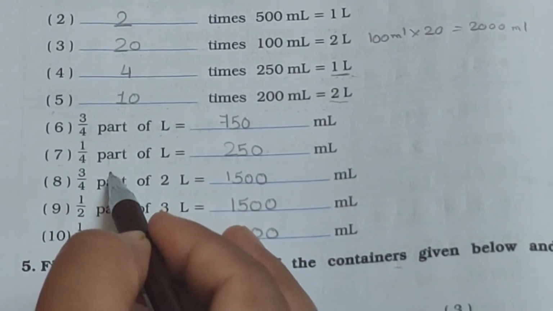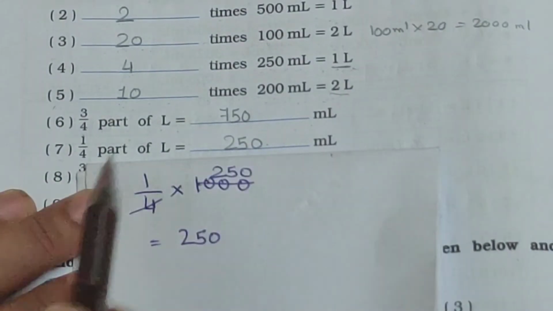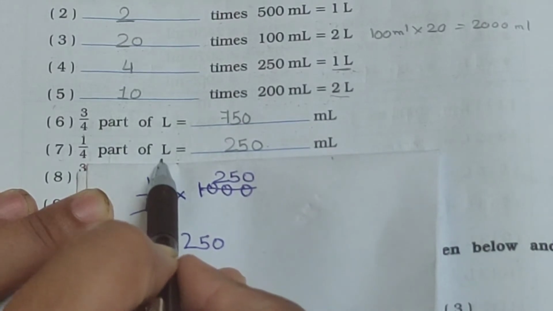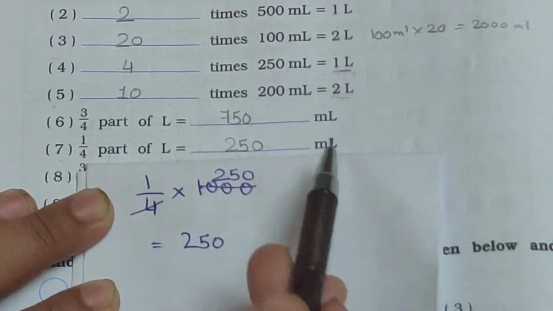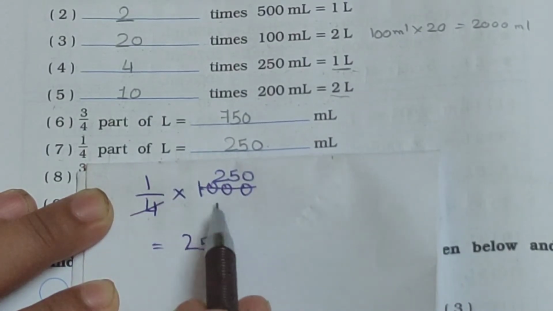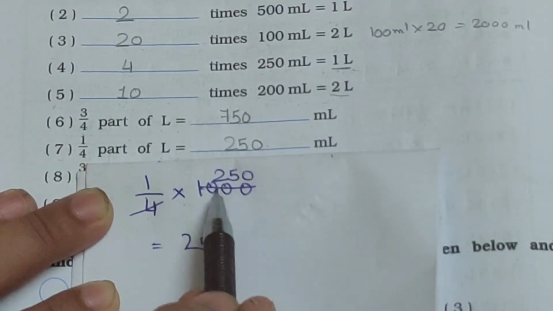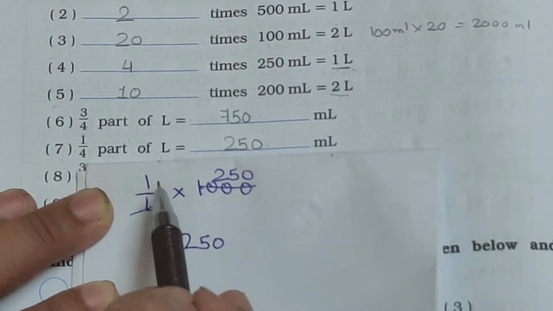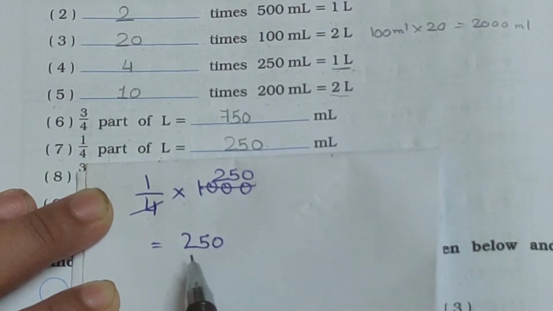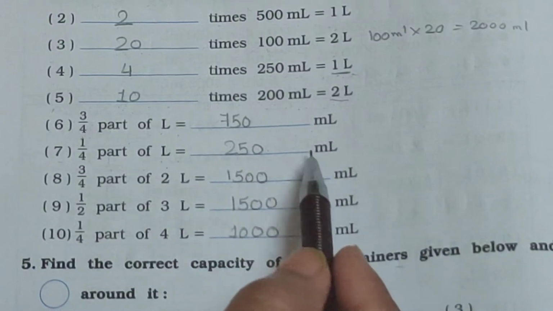Now similarly see the seventh one. 1 upon 4 part of liter. Now we have to see the rough work. Here also liter, so you have to take 1000 ml. Here also the answer is asked in ml. So 1 upon 4 multiplied by, in place of liter you have to write down 1000 ml. Now see 4 how much is a 1000? 4 250 is a thousand. So here 1 multiplied by 250, the answer is 250. So this 250 is your answer, 250 ml.